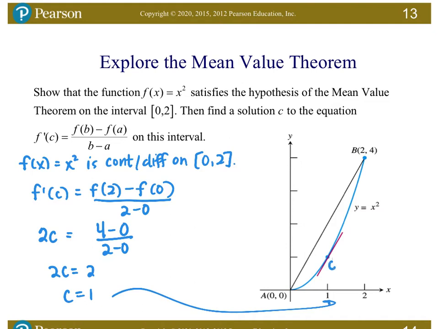And so c does have a parallel instantaneous rate of change when you compare it to the average or mean rate of change. So it happened once on this interval. Other functions might have it happen more than once, but it's guaranteed to happen at least once.